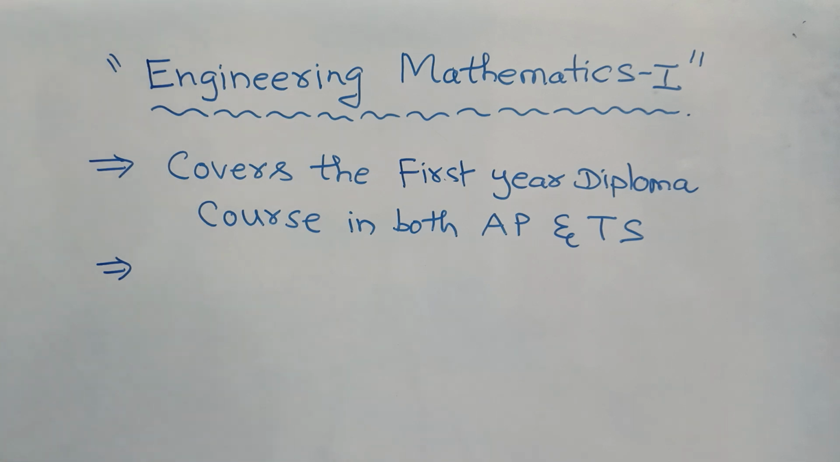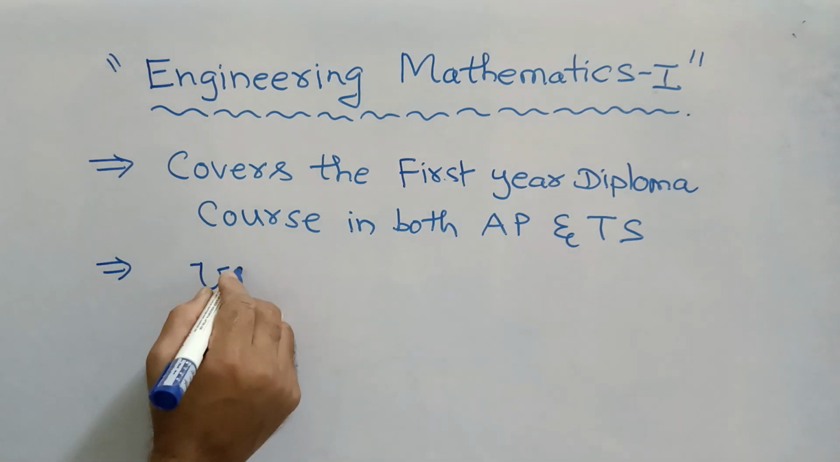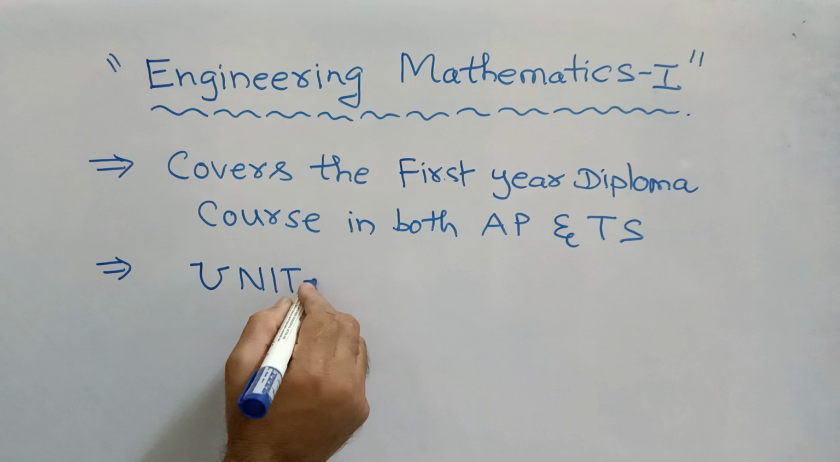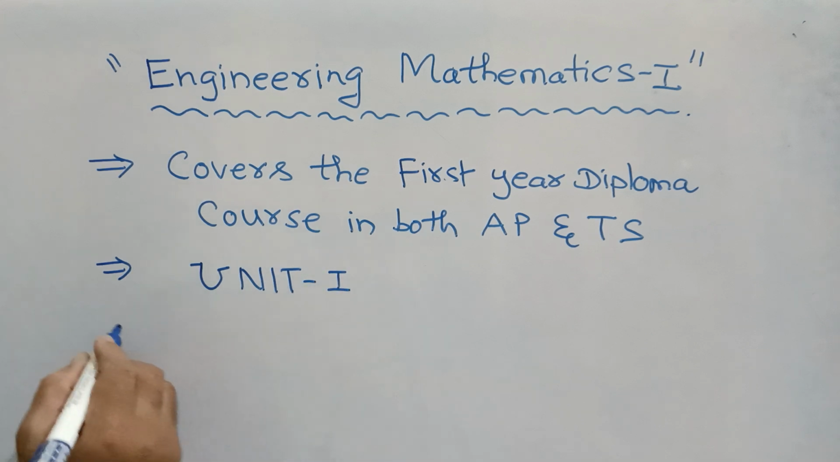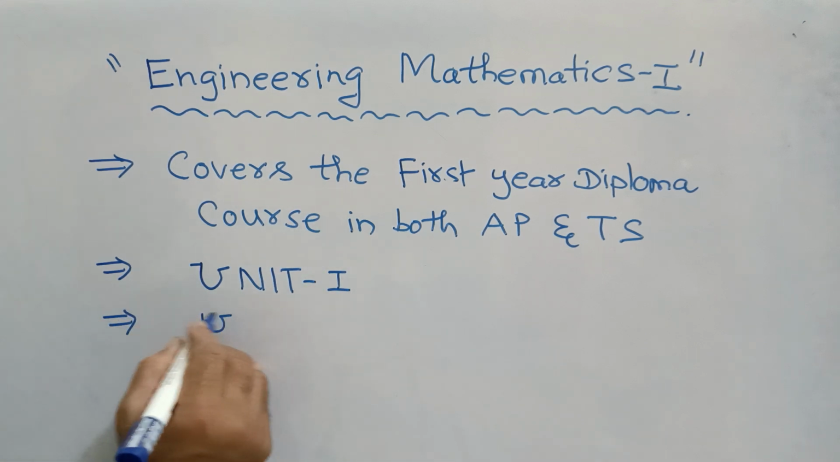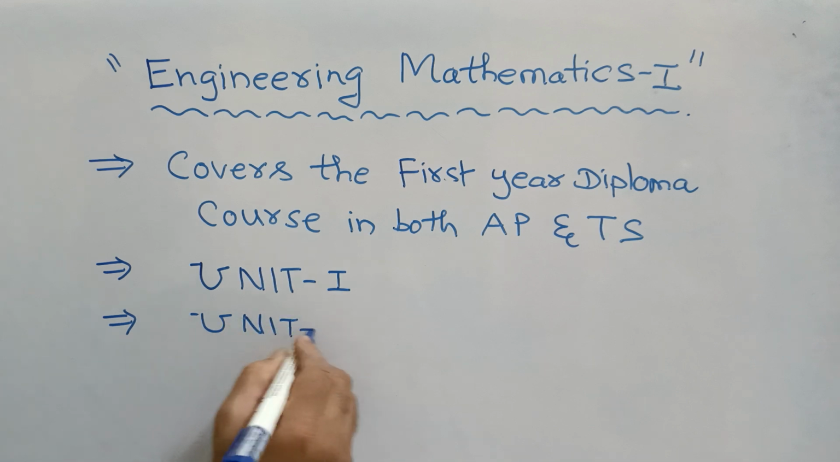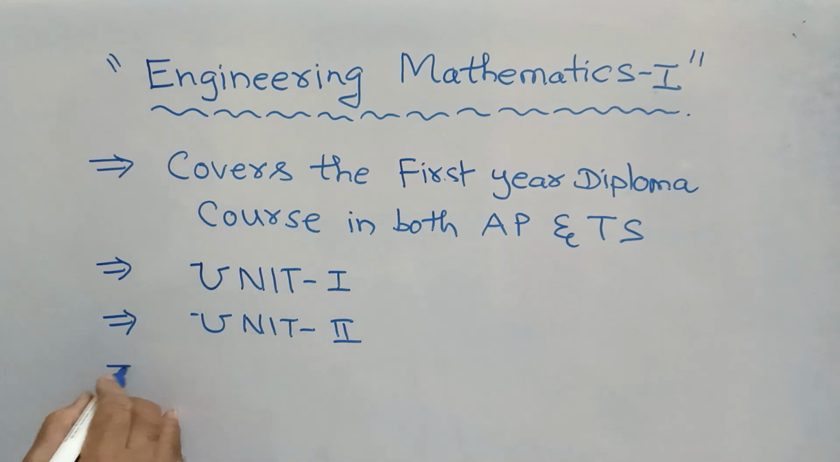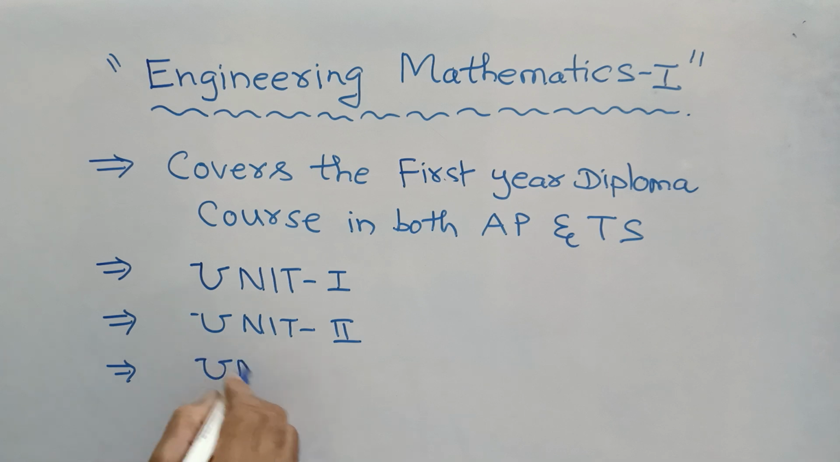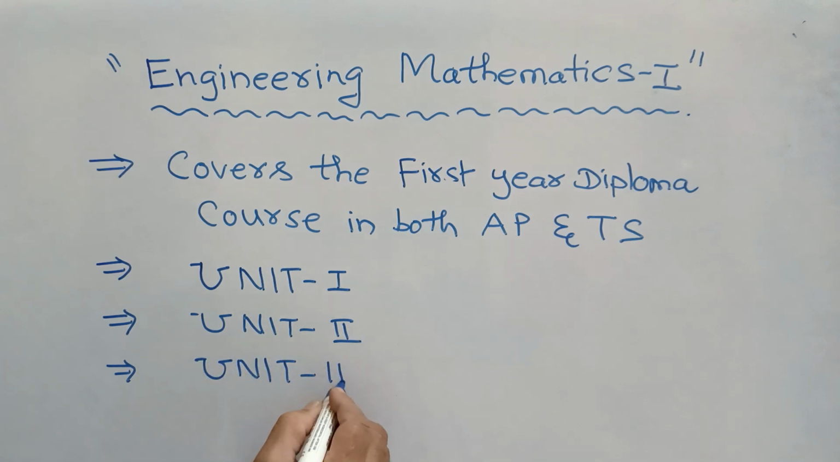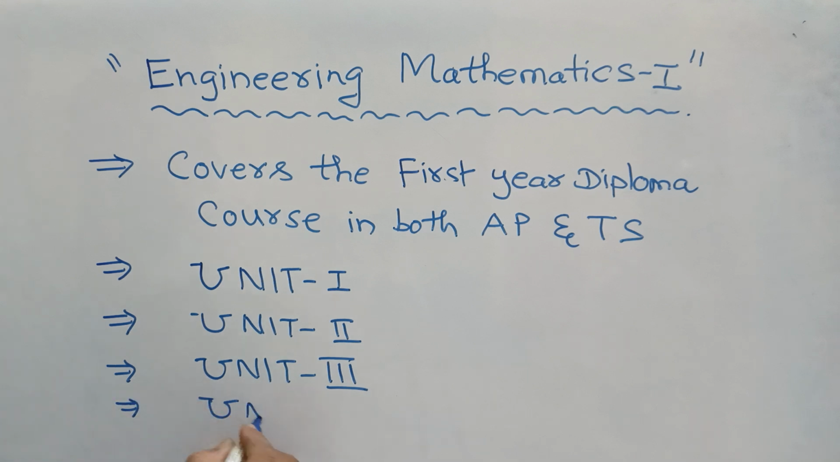So basically you have 5 units in this. Normally this is unit 1, right? And similarly the second one is unit 2, and then you have unit 3, and then there is another unit, that is unit number 4, and then there is a last unit, that is unit number 5.